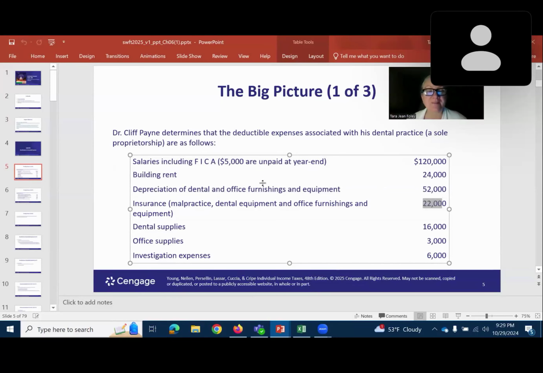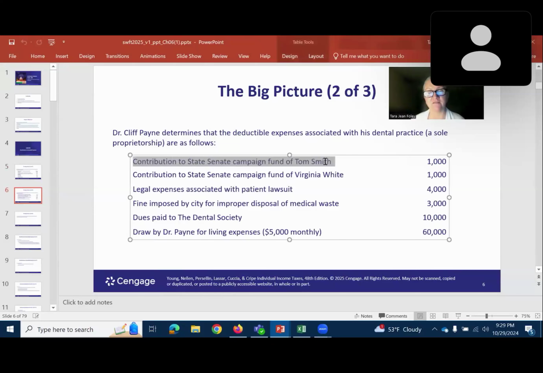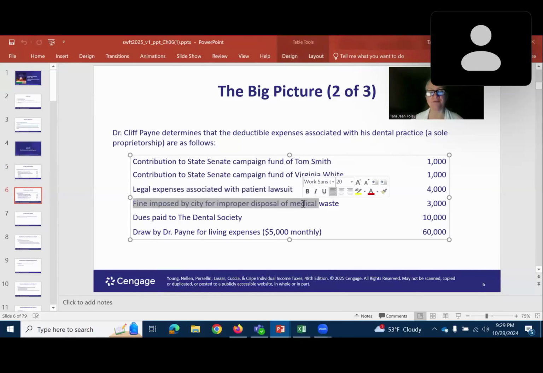So the question is, which of these is he allowed to deduct? And if he's allowed to deduct them, to what extent can he deduct them? Is any of these disallowed? Same thing with the next. Contributed to a state Senate fund, Tom Smith, $1,000. Contributed to a state fund for Virginia White, $1,000. Are those allowed? Can he deduct those? Legal expenses with a patient lawsuit. Can he deduct those legal expenses? A fine imposed by the city for improper disposal of medical waste. Can he deduct that? Now, GAAP rules are different than tax rules. Some of these things you can do for GAAP but can't do for tax, and vice versa.